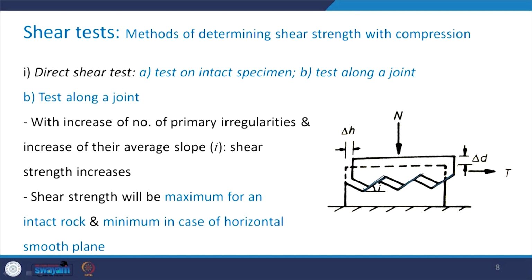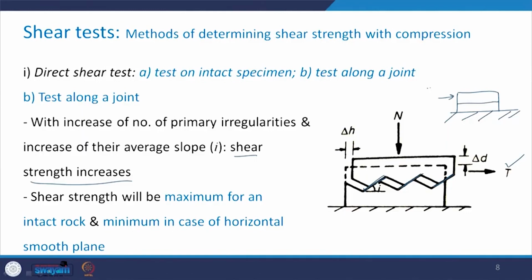So, when we increase the number of primary irregularities, or there is an increase in their average slope I, the shear strength increases. Say there are two specimens. In one case, the number of primary irregularities is 10, in another it is 20. Whose strength will be more? The one which has more primary irregularities. Similarly, an increase in the average slope would again cause an increase in the shear strength.